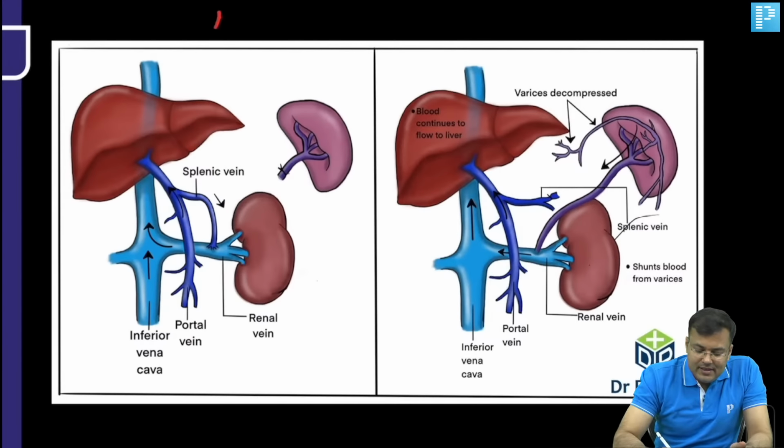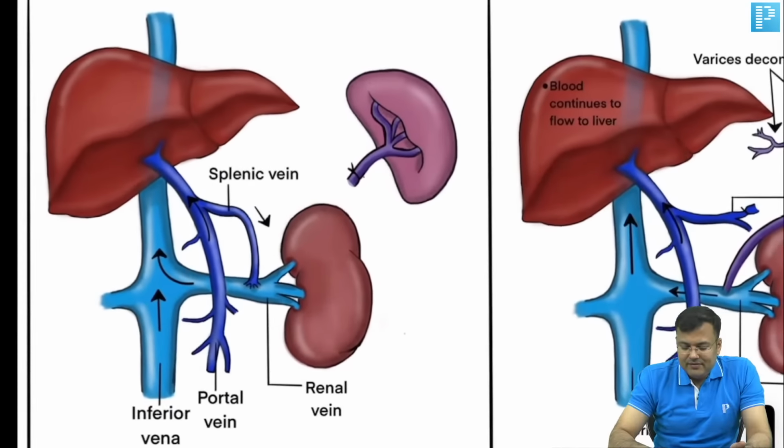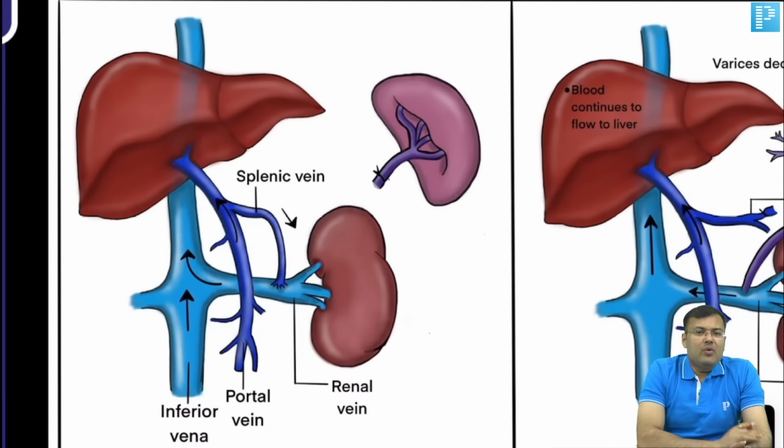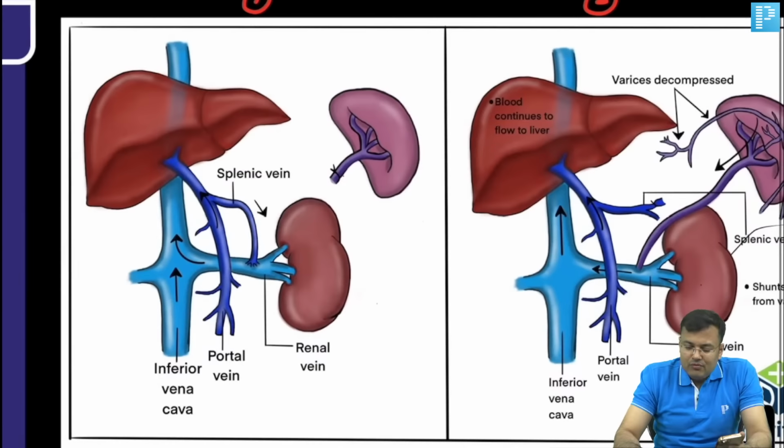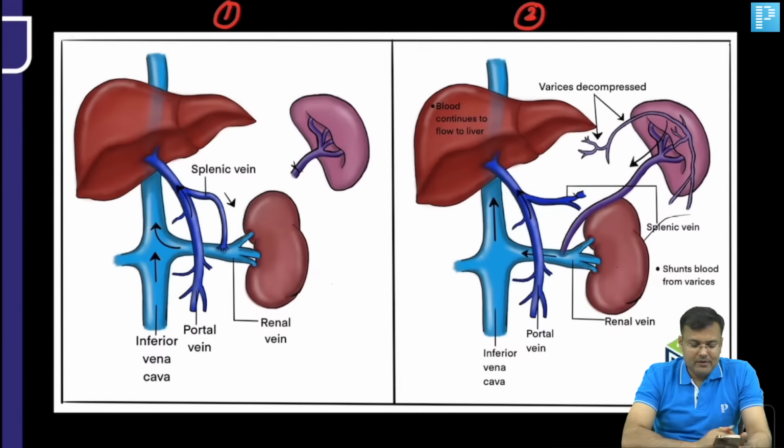This is the first image. This is the second image. Okay. Let me explain the first one. Can you tell me? One is PSRS, one is DSRS. What is PSRS? Proximal splenorenal shunt. What is DSRS? Distal splenorenal shunt. Guys, tell me, what is the first one? What is the second one? First one.